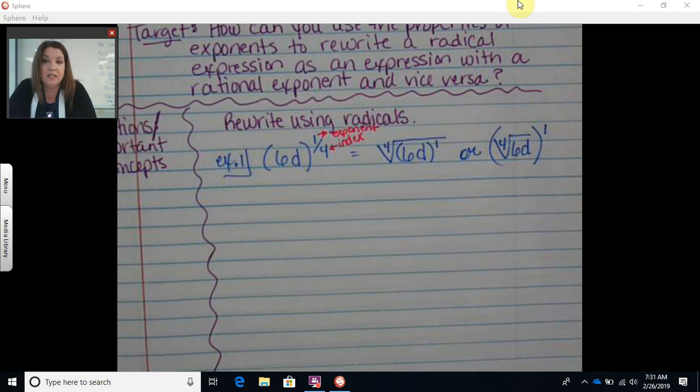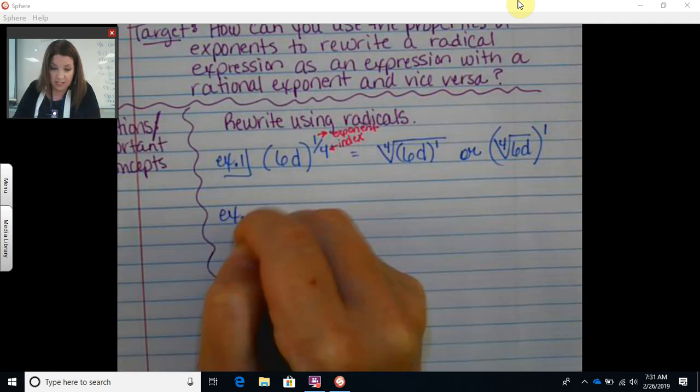Now, if we could simplify that further, then we would. 6d raised to the first power is just 6d. Does the number 6 have a perfect fourth in it? No, because 6 breaks down to 3 times 2, so we can't break that down any further. And d, does it have a perfect fourth? No. So that's all we can do, okay? But if we could simplify it, a lot of times a radical will help us do that. All right, so let's do a few more examples so you know how to convert from rational exponents to radicals.